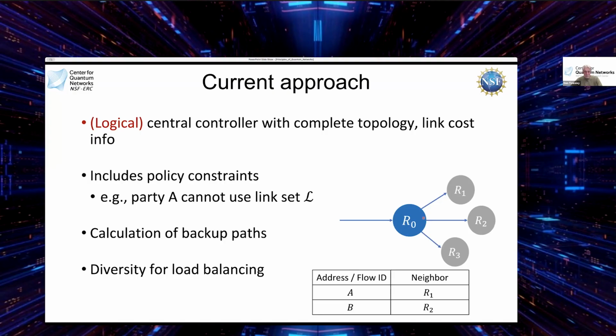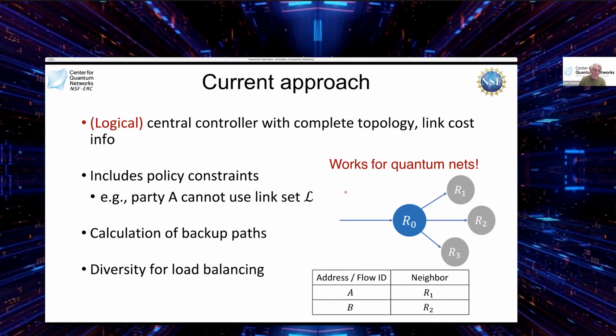And then what you'll have at router R naught, the result of this, will be a routing table. And it could be that if the destination address is A, then you send packets destined to A to neighbor R1. If it's destined to B, you send it to R2. That's how the algorithm or the routes would be instantiated.